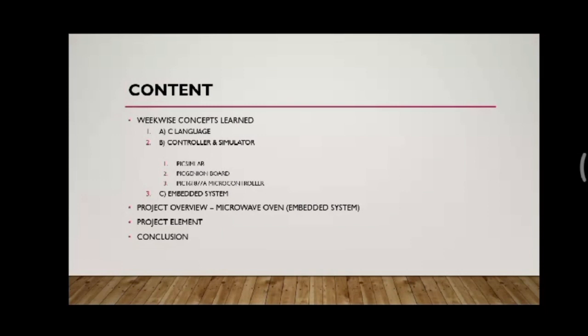And in the next 3 weeks, we learn about the microcontroller and simulator. For this project, we use a PiximLab simulator. In this simulator, we use a PixGenius board and we use a PIC16F877A microcontroller. Then the third one is the embedded system. We cover the project overview of a microwave oven embedded system. Then we write the project element and finally we conclude the topic.